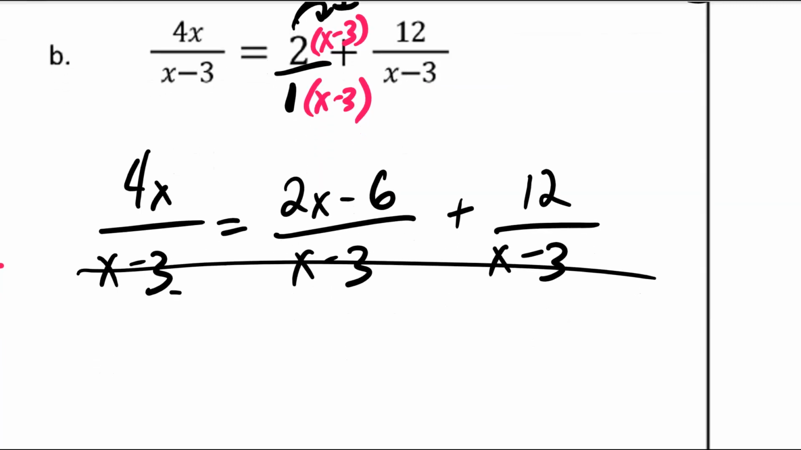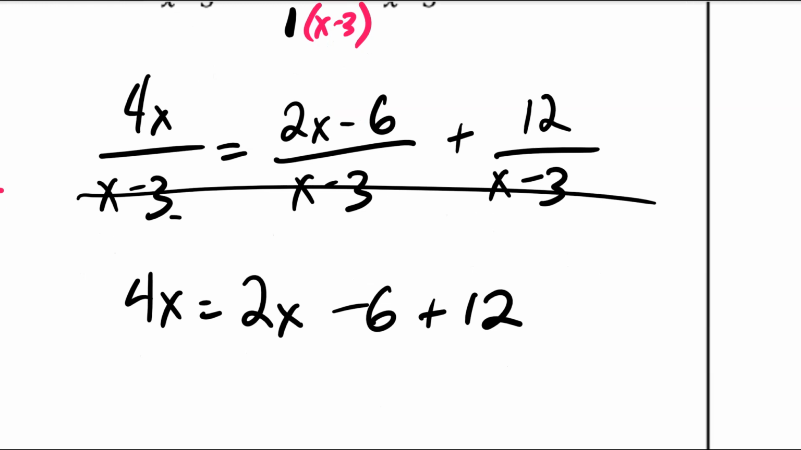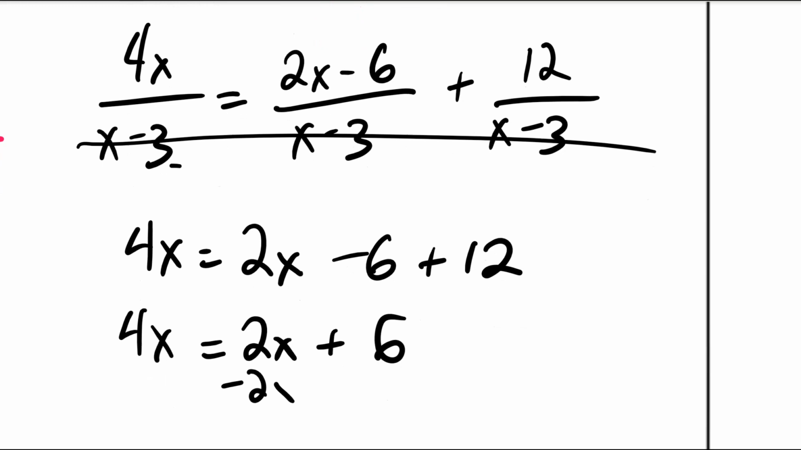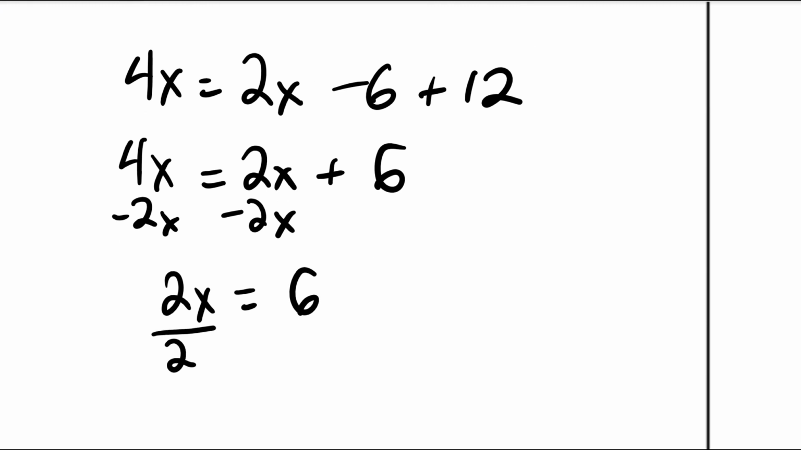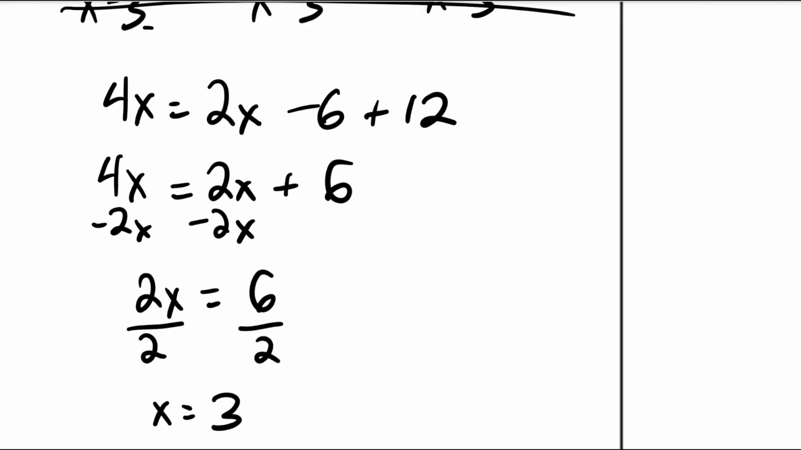Again, once all of my denominators are the same, I could rewrite an equivalent equation with just my numerator and solve this, right? Negative 6 plus 12, those are like terms I can combine to get just 6. And if I minus 2x on both sides, I get 2x equals 6, or if I divide out the 2, x equals 3. So really that one wasn't that bad, right?